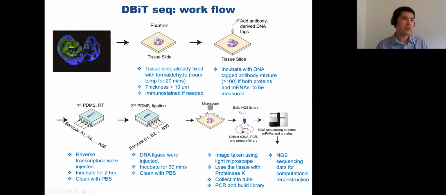So for the imaging here, you don't really need a very high resolution microscope. Any light microscope will work because you just need to find out the tissue location and maybe a channel on top to help you later identify the location. And the digestion is pretty standard, just proteinase K digestion. You collect them into a tube, then PCR and build library.